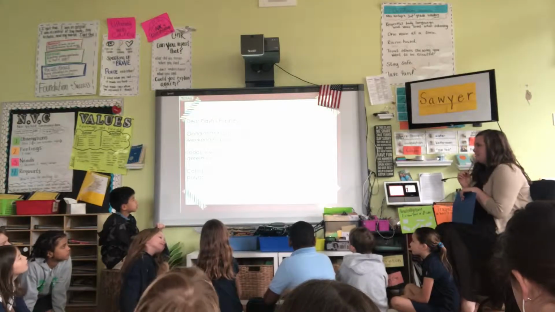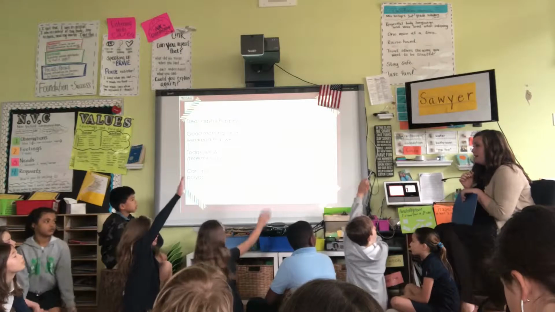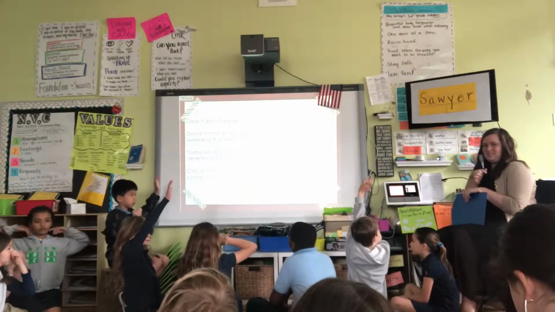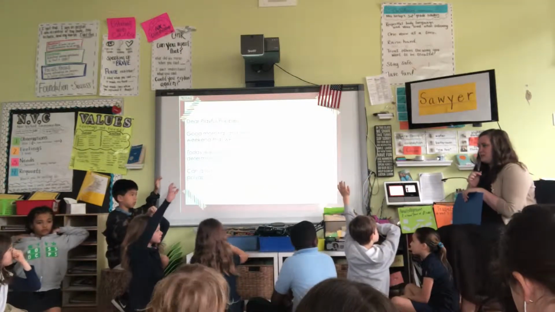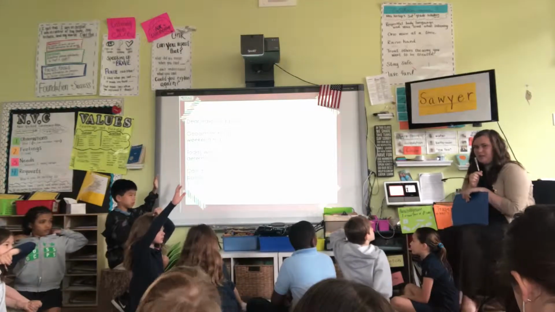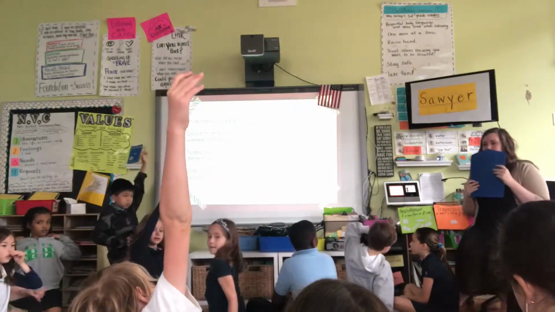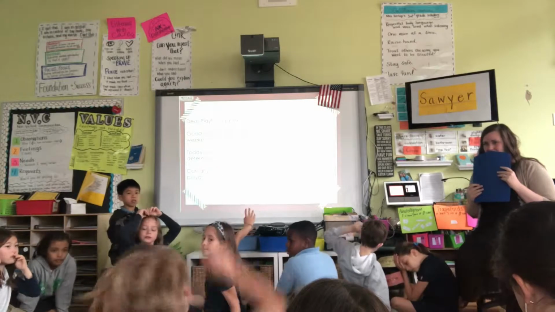Can anyone remind us of how we find the perimeter of a polygon? Wow, look at those hands. The front row knows? I wonder if anyone else in the room knows how to find the perimeter. Max, do you remember how to find the perimeter?